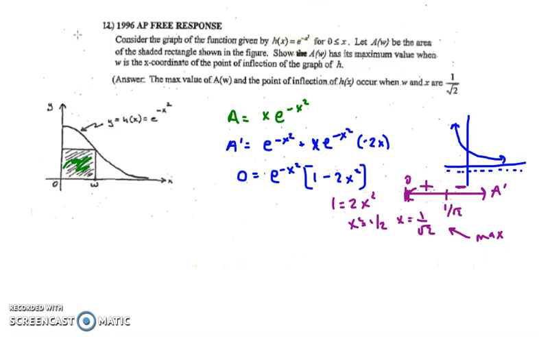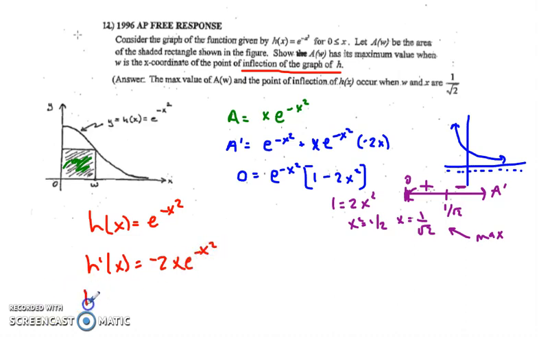So the other thing I have to do is prove that this is where the graph of e to the negative x squared has an inflection point. So I'm just going to work with h of x equals e to the negative x squared, and I will take the first derivative, which is negative 2x e to the negative x squared. Then I need the second derivative with the product rule.